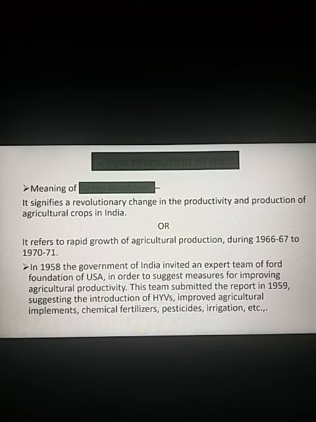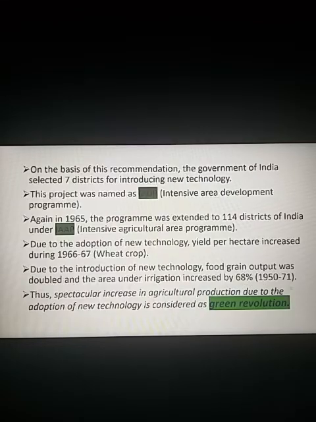Recollect when we learned under technological reforms, under that we discussed all those implements. And besides that, in order to increase the fertility of soil, chemical fertilizers, pesticides, and to supplement these HYVs, proper irrigation, all these have to be introduced in Indian agriculture. That was the recommendation given by the Ford Foundation of USA in the year 1959.